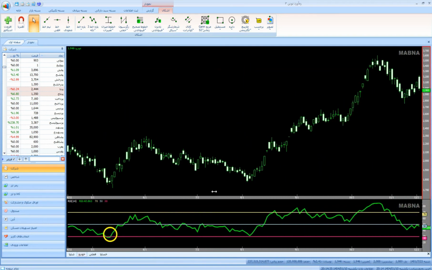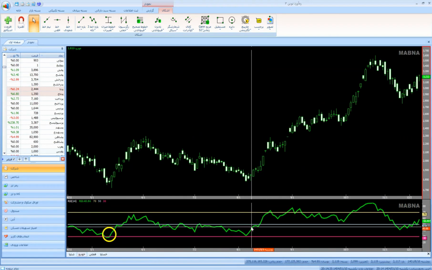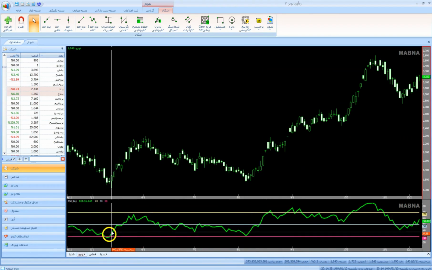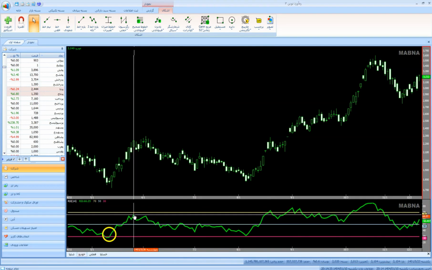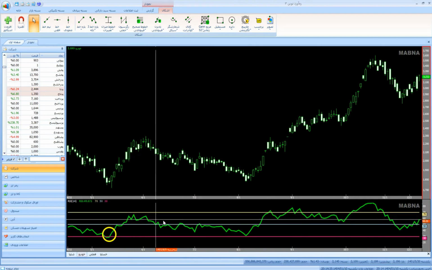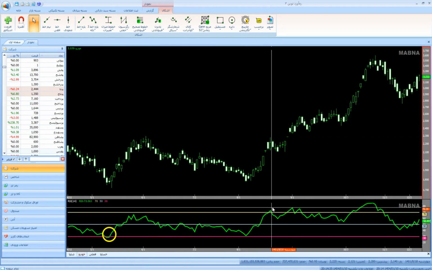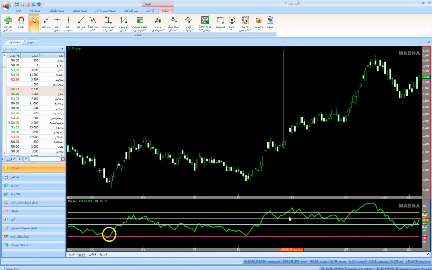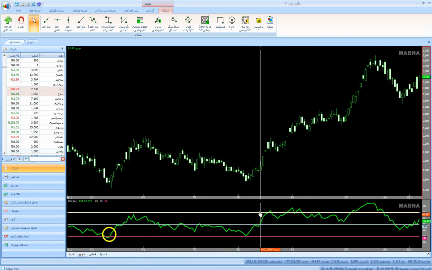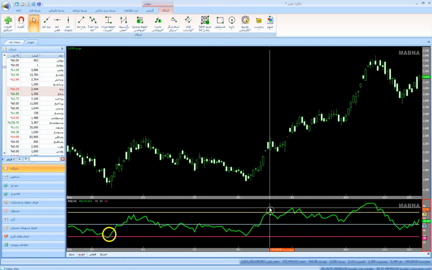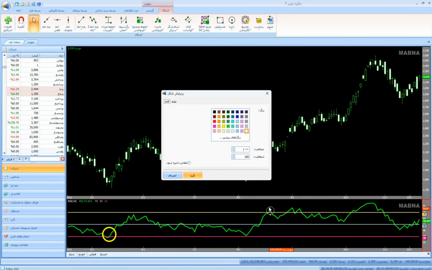And also when my RSI goes above the 70 line for the first time, see now in these areas, in none of these parts has the RSI gone above the 70 line. When it goes above the 70 line for the first time, and in that area it breaks the 70 line from above to below, it is a sell signal for us that we should consider as a sell signal. I refer to this area as a sell signal.